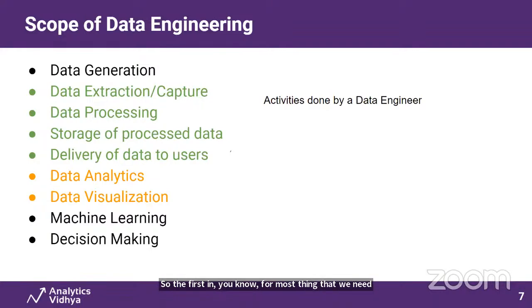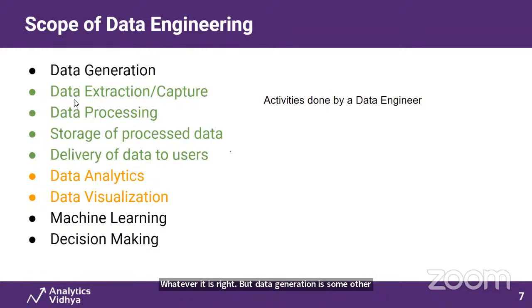And a data engineer does not do data generation. Okay, guys, data engineer does not do data generation. Data generation is done by software, by IoT sensors, or by websites and systems, whatever it is. Data generation is done by some other system which generates the data.